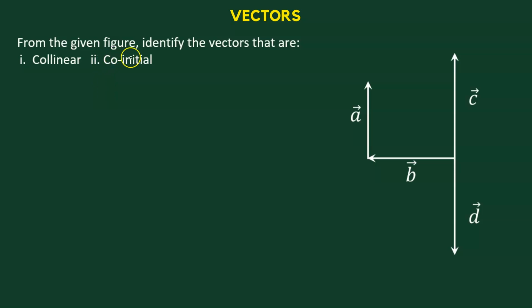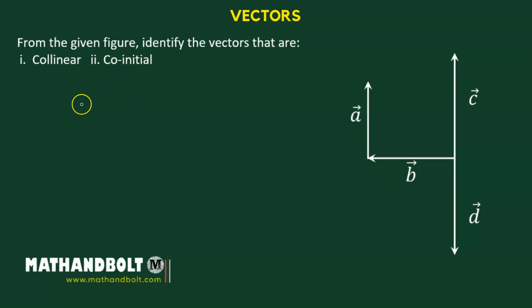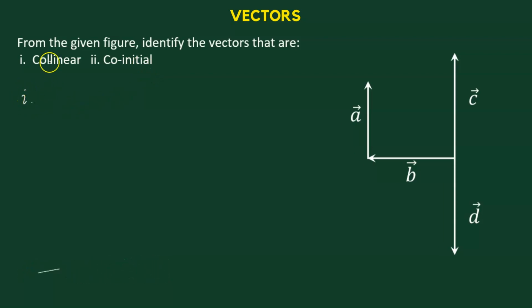So here in this problem, we have a figure and there are different vectors A, B, C and D. There are 4 vectors arranged in this particular fashion. We need to identify the vectors that are collinear and the vectors that are co-initial. Let us begin. First, we start with the vectors that are collinear in nature.